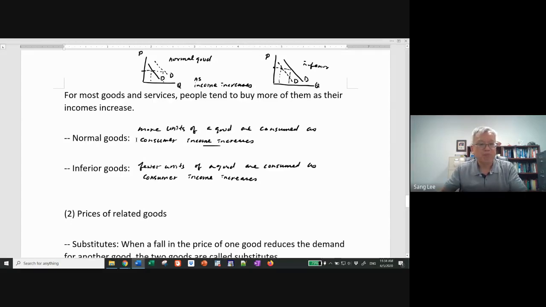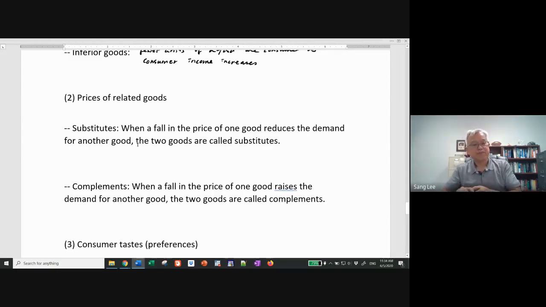Okay. Now, prices of related goods. Again, here we're going to learn two terms. Substitutes and complements. Substitutes means two goods are in competition. You don't consume two goods together because you only need one of them. So when one good can be used in place of another, then we call those two goods substitutes.